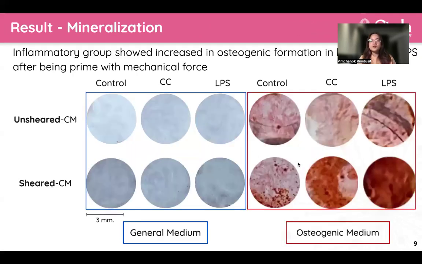However, in normal condition, shear force from gingival fibroblasts did not affect PDL osteogenic potential, but the inflammatory group shows an increase in osteogenic formation confirmed by alizarin red nodule formation.